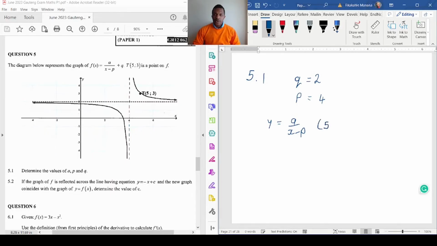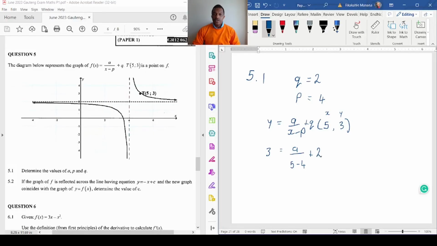Okay, so here's the point, 5 and 3. So if you have x there and y, I like to do this little exercise because it helps me focus. Under y, I know I'm going to put a 3 is equal to a, over, under x, I'm going to put what? A 5, minus p, we've already determined, is 4, plus q. Okay, I forgot to put a plus q there, but the q is 2.